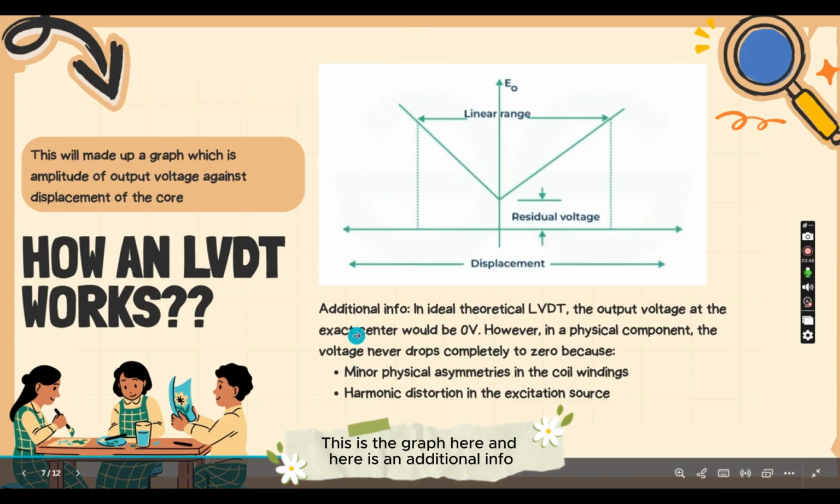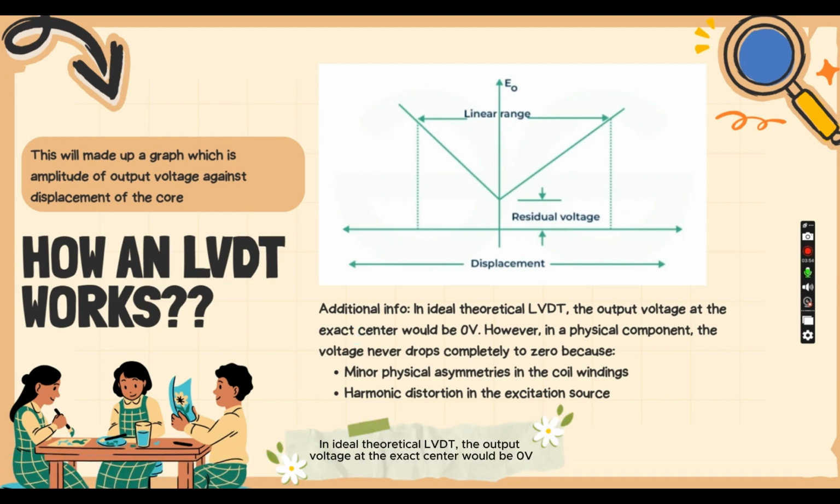Here's an additional info. In an ideal theoretical LVDT, the output voltage at the exact center would be 0 volt. However, in a physical component, the voltage never drops completely to 0 because of minor physical asymmetries in the coil windings and also harmonic distortion in the excitation source.